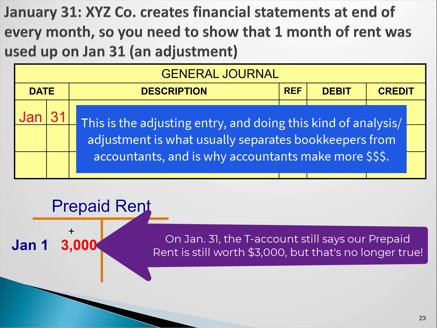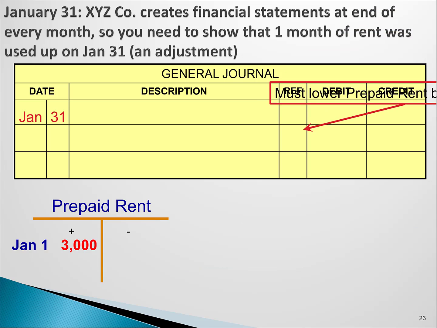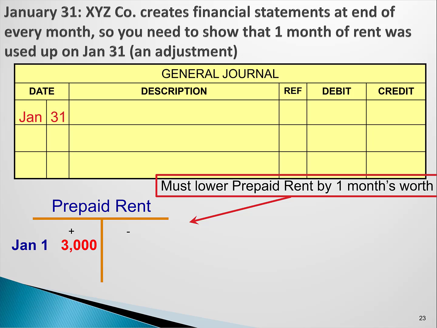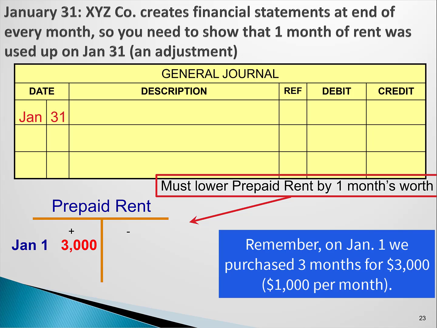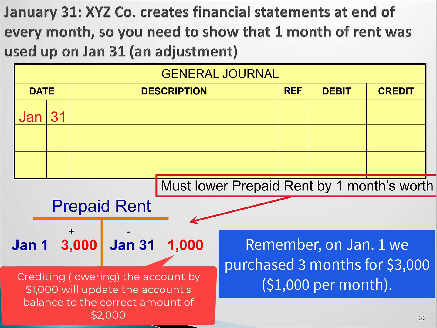Look at what the prepaid rent account in the T account shows. It shows that it has a value of $3,000. But does it? No, it should not. That's 3 months worth. It should only show a balance of 2 months worth. So we must lower the prepaid rent by 1 month's worth of rent. So how do I lower that account by 1 month of rent? I'm going to credit it on January 31st by the value of 1 month of rent, which was $1,000.